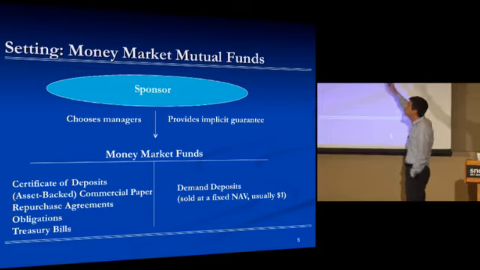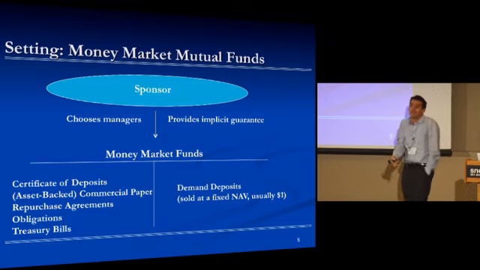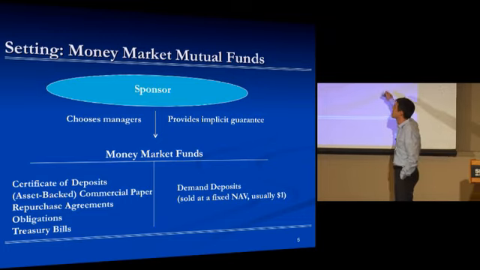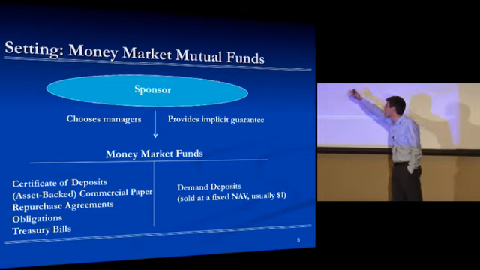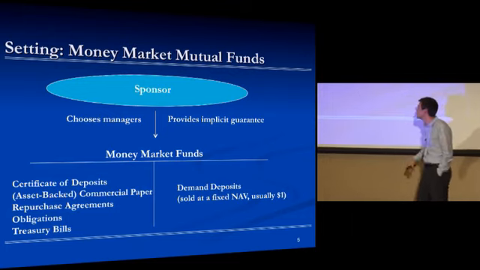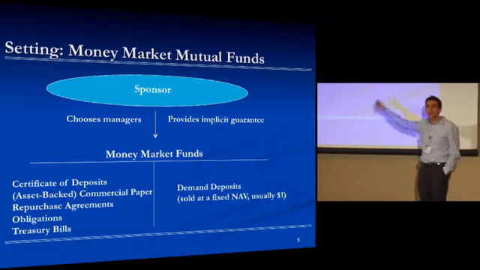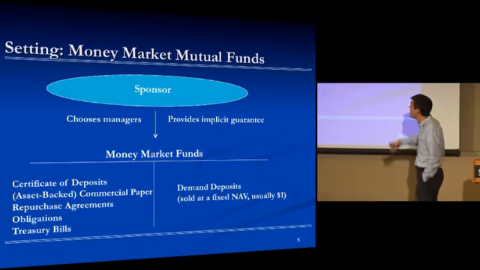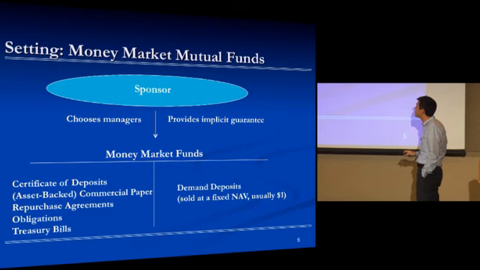And they choose a manager. They provide possibly an implicit guarantee, which means they help the fund if it gets into trouble. Then you have this money market fund, which invests in certificates of deposit, commercial paper, asset-backed commercial paper, repos, treasuries, and they issue demand deposits. There's no equity in money market funds. So if there's a run, the sponsor is sort of the only hope.